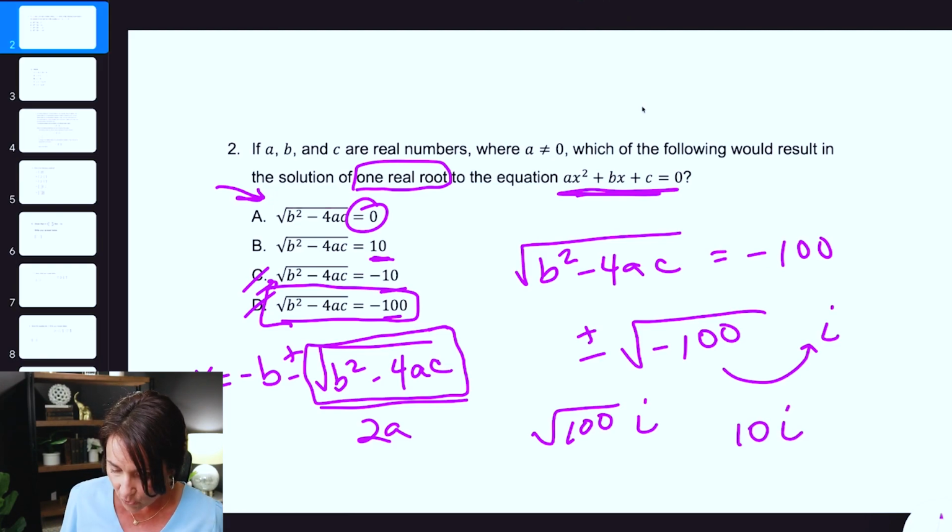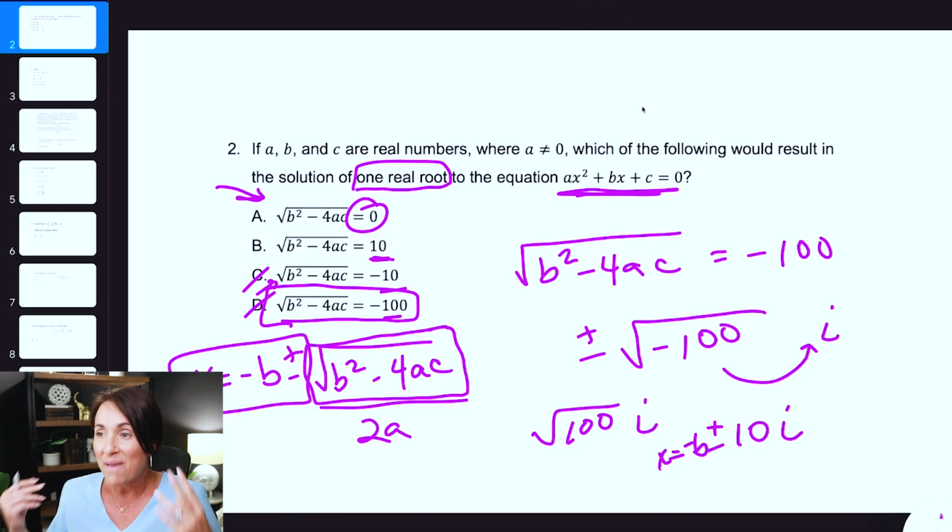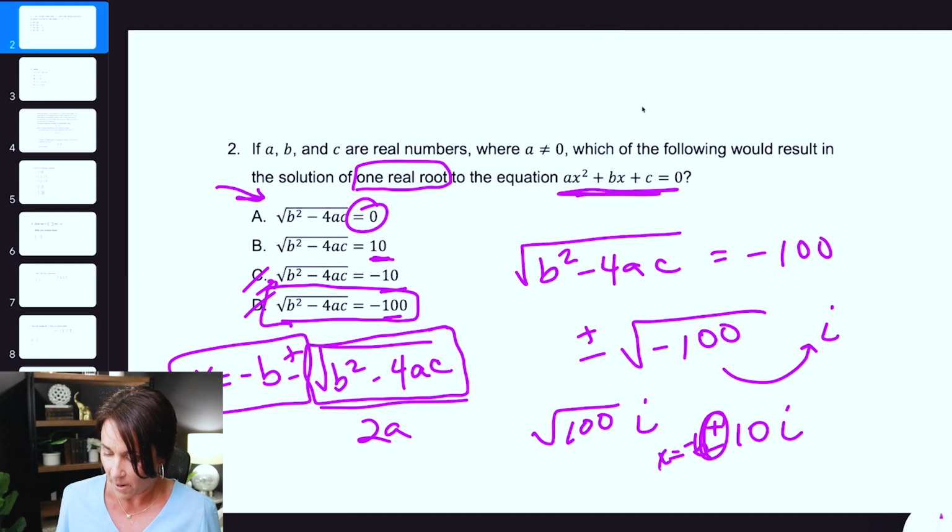But because this equation is x equals -b plus or minus, there are actually two imaginary roots in the solution to this, because we have this plus or minus 10i. And so that's going to be the case for C and D. So we can cross them off right away, because if there is a negative under the radical, and we take out the i and work it out, we're always going to have imaginary solutions, not real solutions.